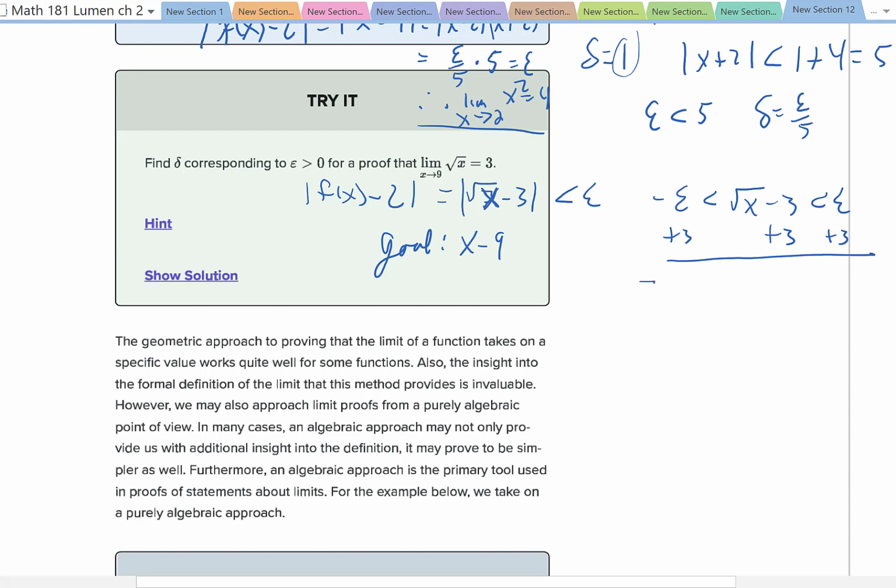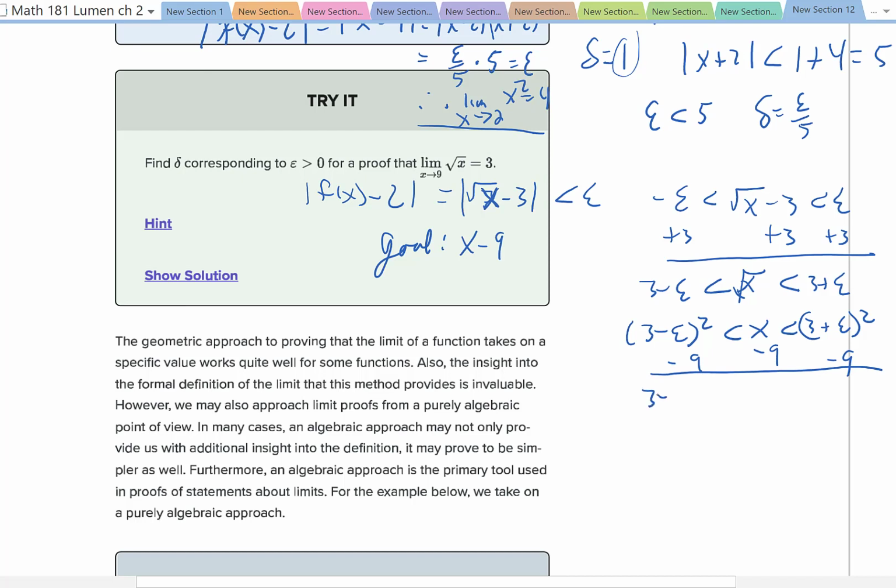So we have 3 minus epsilon is less than the square root of x, which is less than 3 plus epsilon. So to get rid of the square root, we square all the parts. So we have 3 minus epsilon squared is less than x, less than 3 plus epsilon squared. And we need to have a 9 there, so we subtract the 9 from all the parts. So we have 3 minus epsilon squared minus 9 is less than x minus 9, less than 3 plus epsilon squared minus 9. I forgot my minus 9 here, sorry.